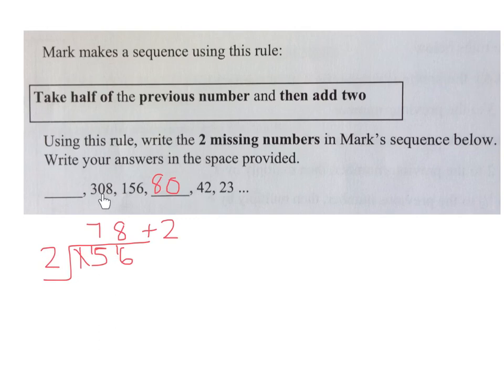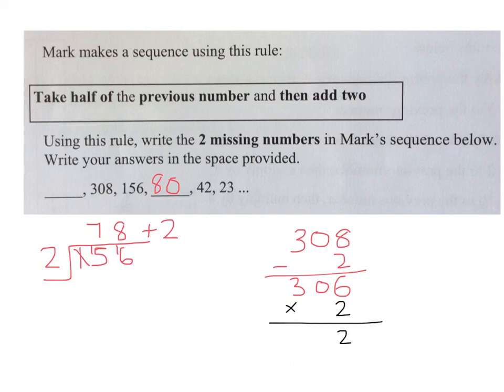Now we're on 308 and we have to find the previous number. Well, because I'm going the opposite direction, I just go the opposite direction in my rule. So my first step, instead of adding 2, I subtract 2. So we have 308 and we're taking away 2 to give us 306. And then, instead of taking half of the number, we're going to double the number. So it's 306 and we're going to multiply it by 2. 6 times 2 is 12, 1 over 6. 2 times 0 is 0 plus your 1. 2 times 3 is 6. So 612 would be our first number.